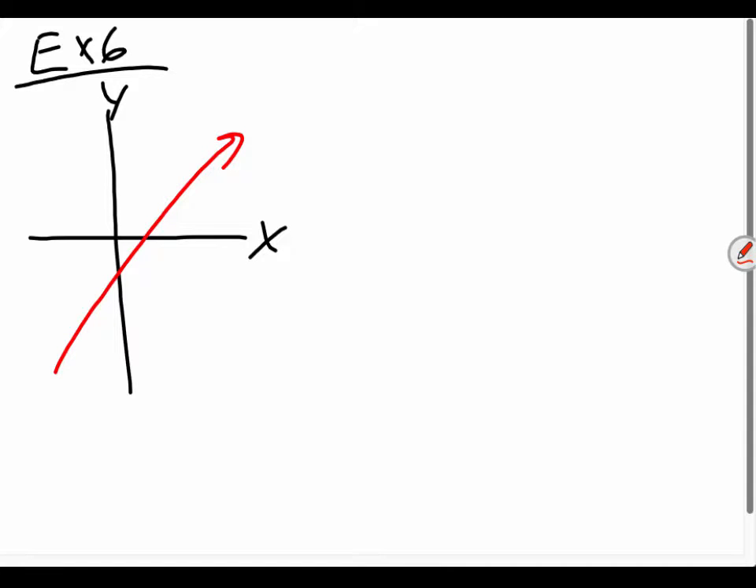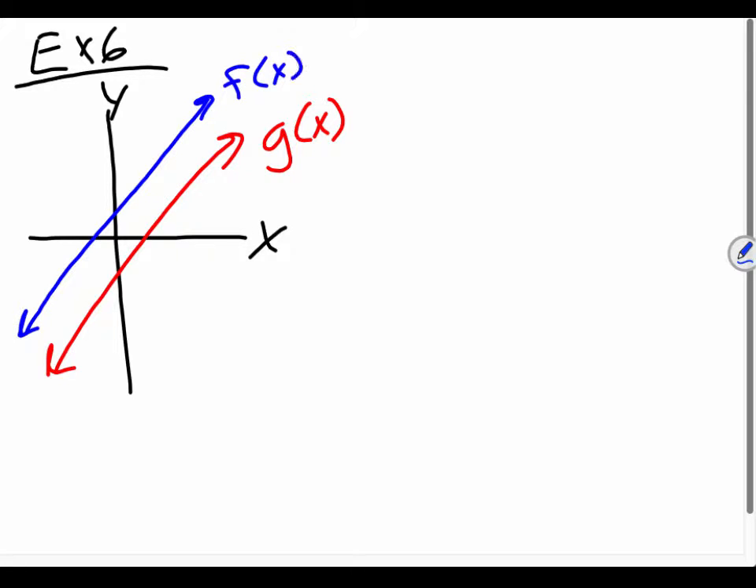I've got this equation. We'll call this g of x. And I've got this equation, and we'll call this f of x. And we'll say f is parallel to g. What do we know about these two equations of the line if they're parallel? The slope is the same. Same slope.